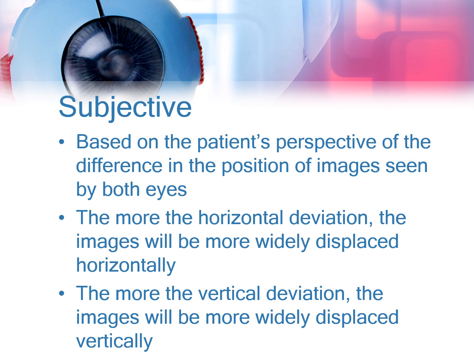The Hess screen and other dissociative tests are subjective tests that are based on the patient's perspective of the difference in the position of images seen by both eyes. The more the horizontal deviation, the farther apart will be the horizontal displacement of the 2 images. And the more the vertical deviation, the farther apart will be the vertical displacement of the 2 images.